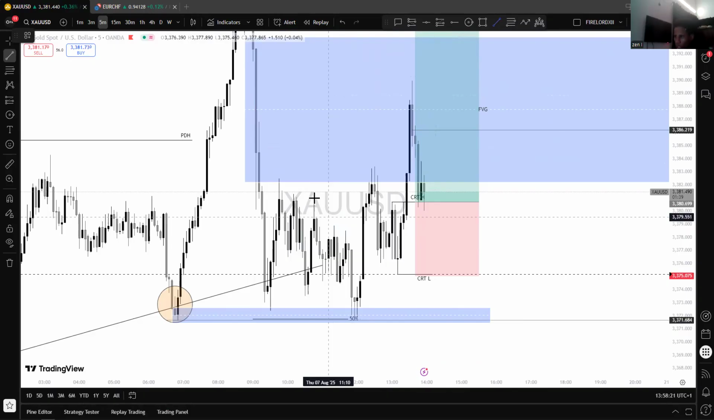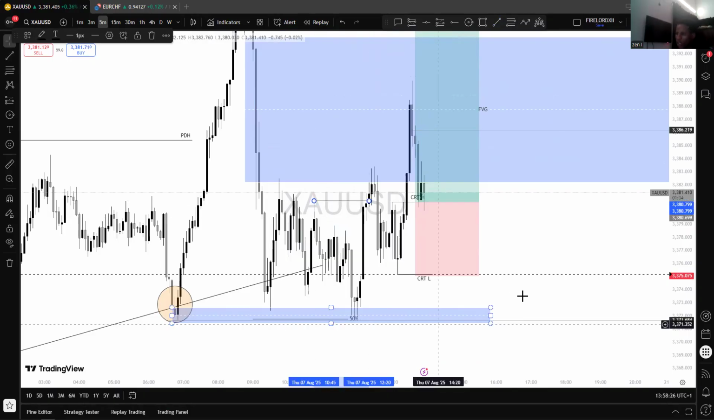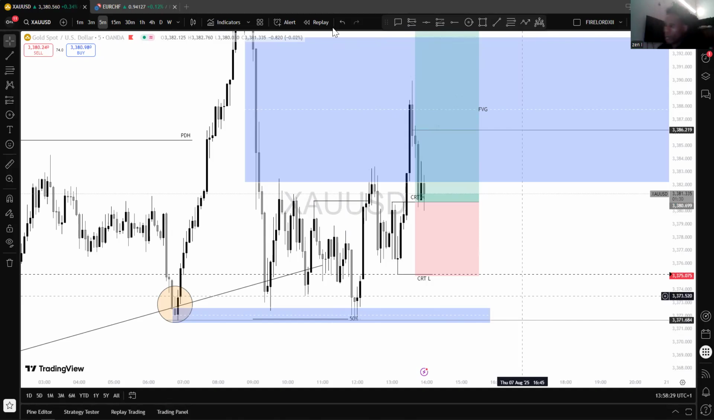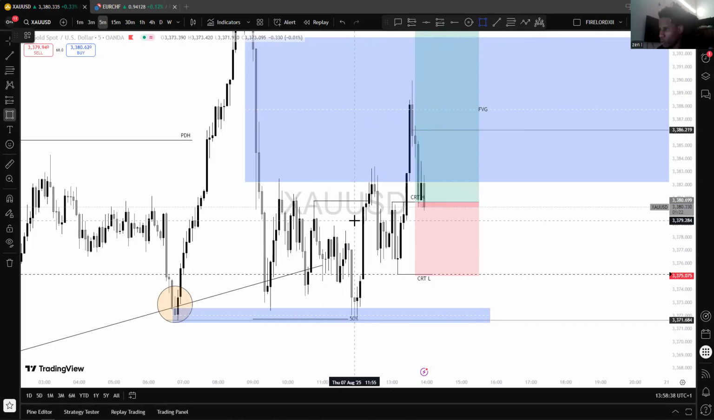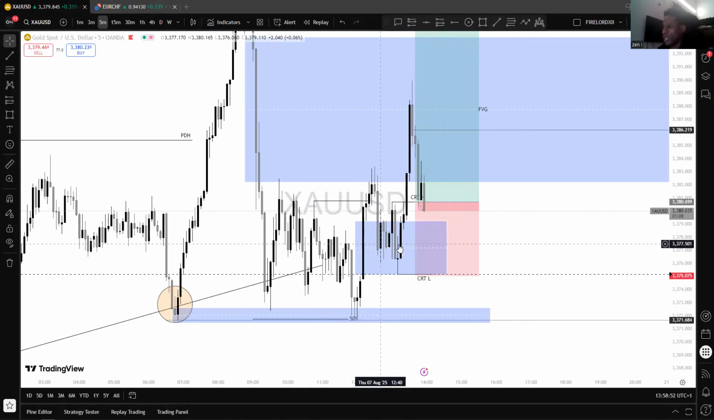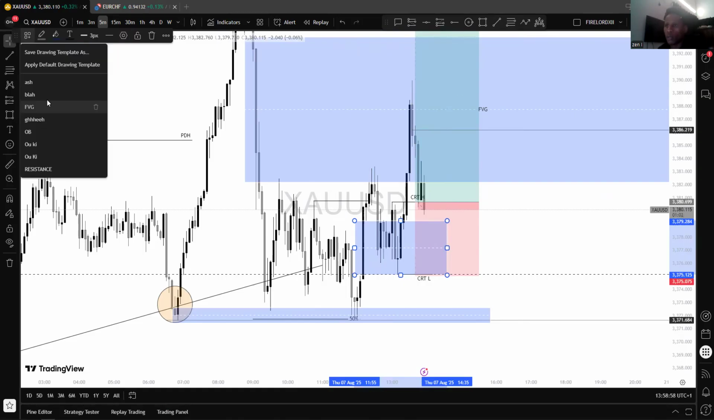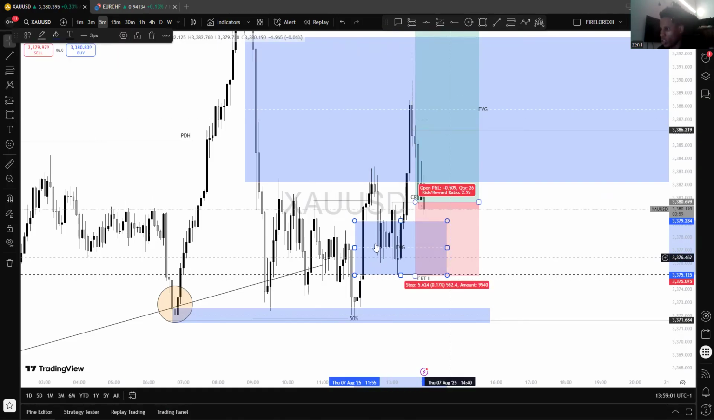It pushed back up, and then we got a minor break of structure here, right? Price pulls back. This is a very, very humongous fair value gap, by the way. I don't like humongous fair value gaps. Price came into this region and did rubbish drama. And once again, fair value gap, FVG.